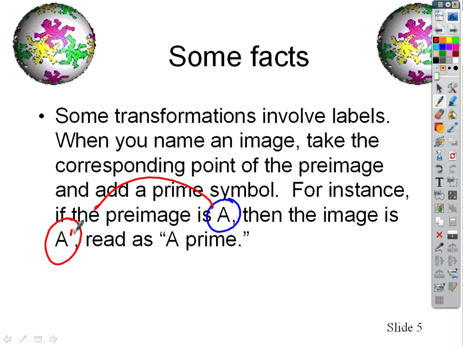And we literally read it as A prime. That means it's been changed. When you see that prime, it means that's the result of some movement of some kind, some transformation: reflection, translation, or rotation. Could be any one of them. But we've transformed this original pre-image to give us that. So that's what the prime means. The prime goes with the image. The unprimed version is the pre-image, always.